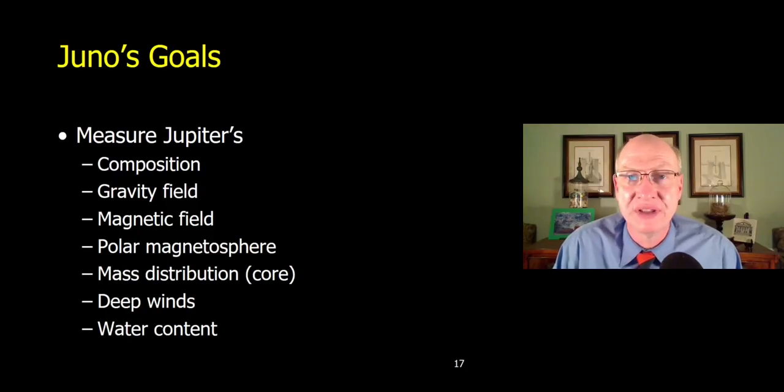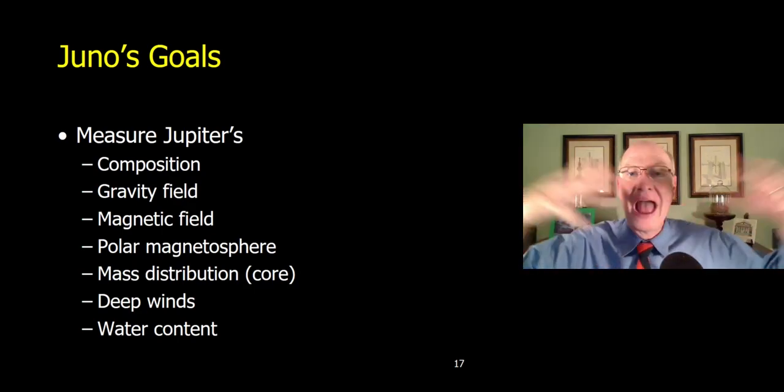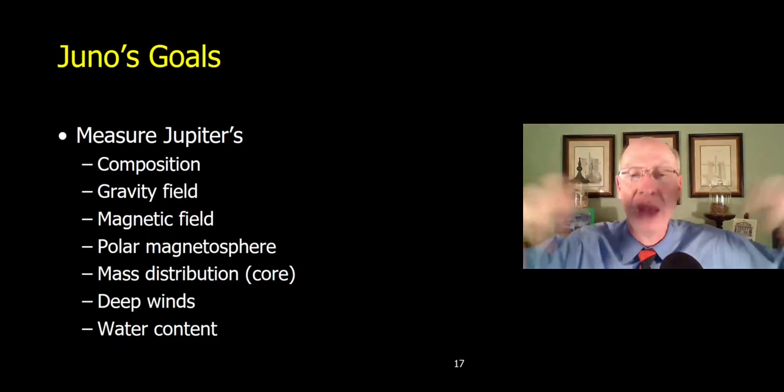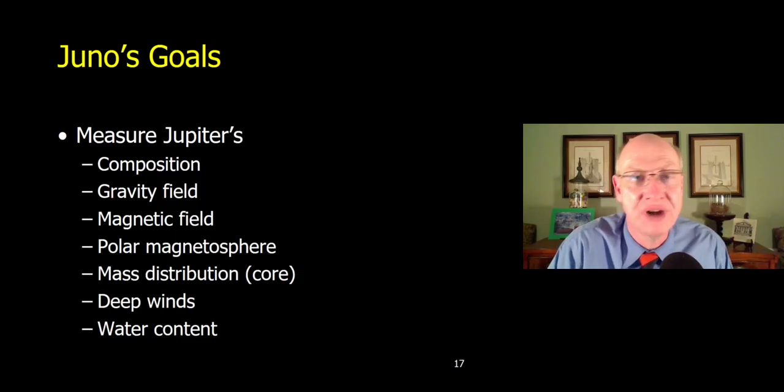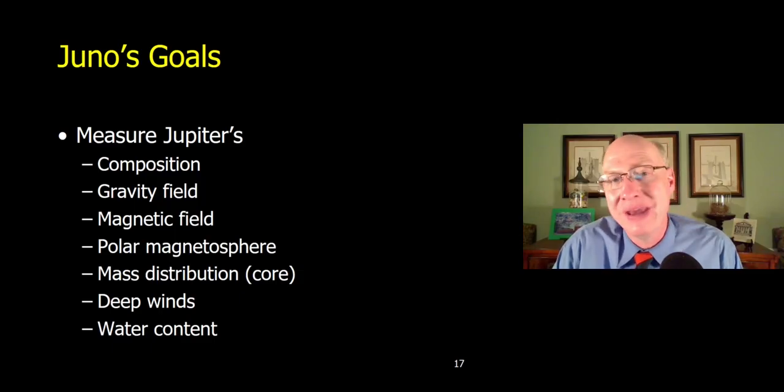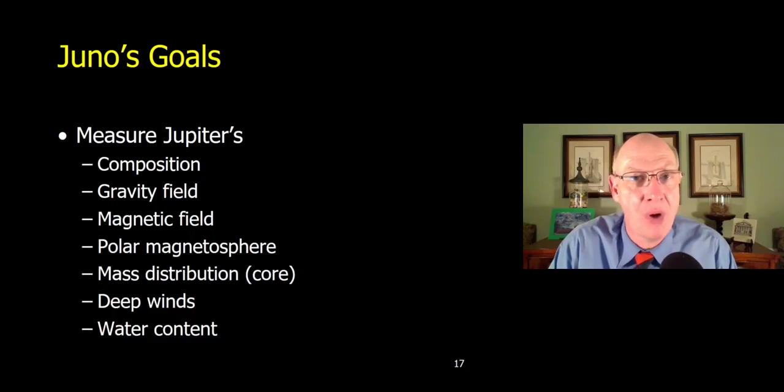So that magnetic field can tell us about that layer. The polar magnetosphere, which is the outer regions of Jupiter's magnetic field outside the surface where it interacts with the solar wind. And we had probed the magnetosphere before with the Voyager and the Galileo spacecraft, but now the Juno would be orbiting the poles of Jupiter.